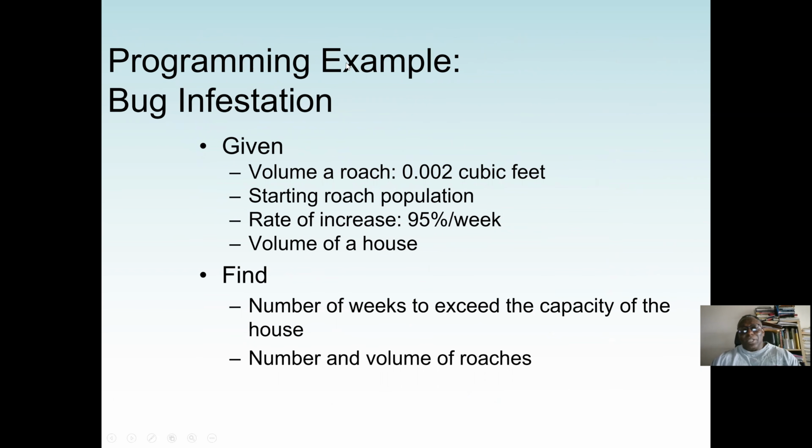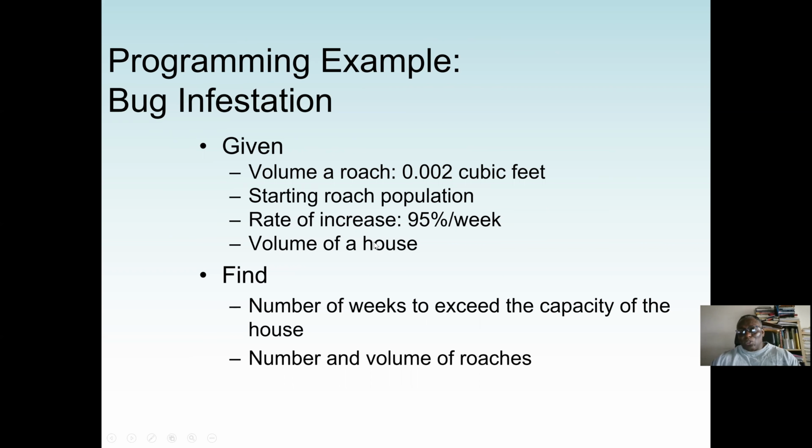So here we have a programming example. This is a bug infestation. What is given to us is the volume of a roach. What we mean by the volume of a roach is, here we are going to write a program about bug infestation. Each roach or bug in a room will occupy 0.002 cubic feet. So we may have a starting roach population. The rate of increase is 95% per week. We also have the volume of a house.